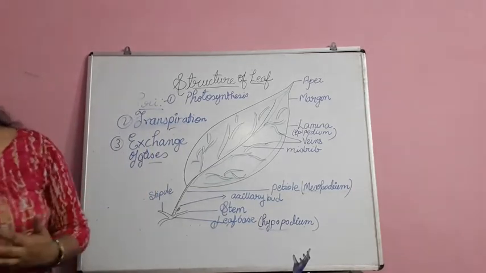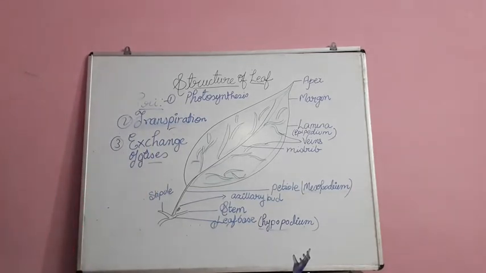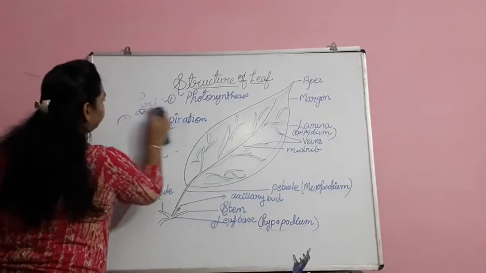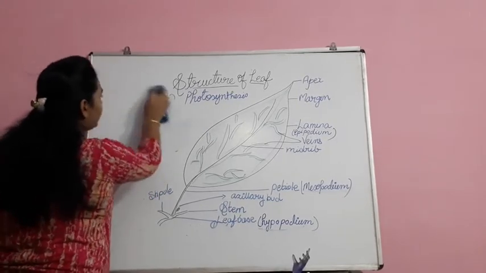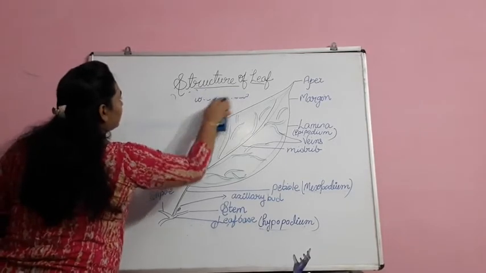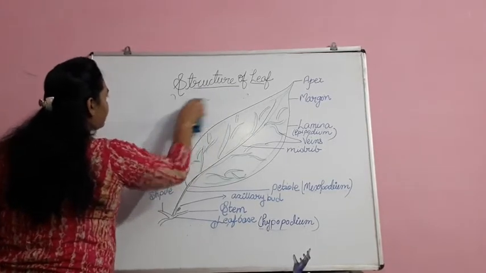So these are the major roles, major functions, major activities which plants do. These are the primary functions of them. Next we have to see about the secondary functions.